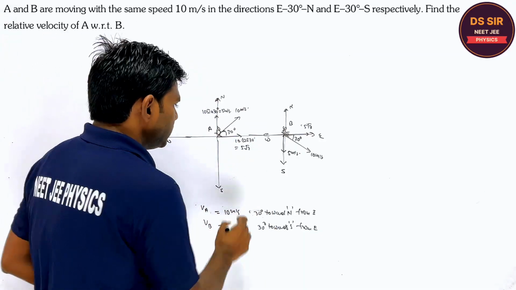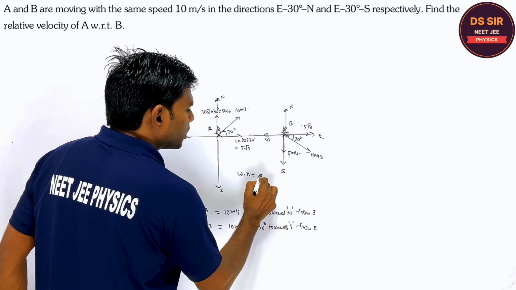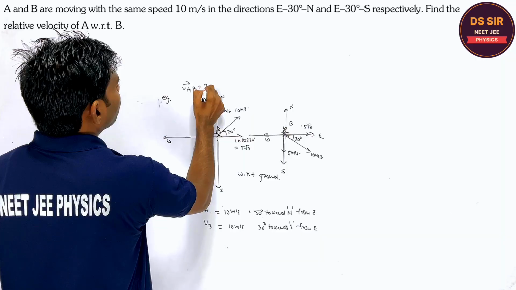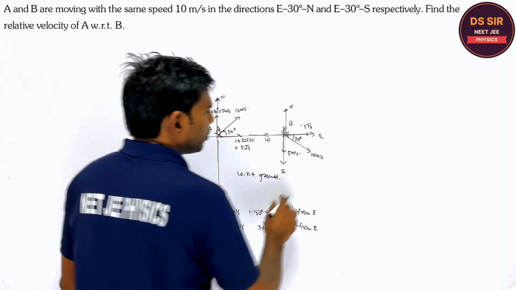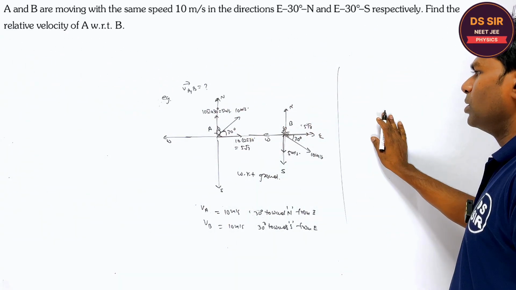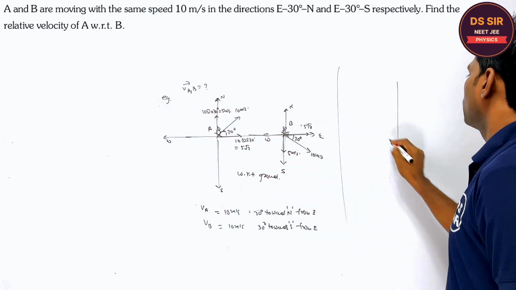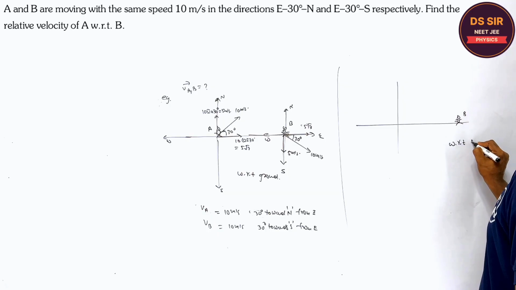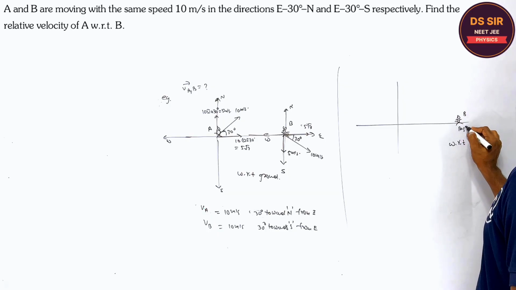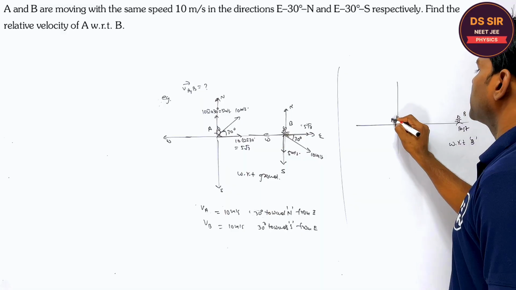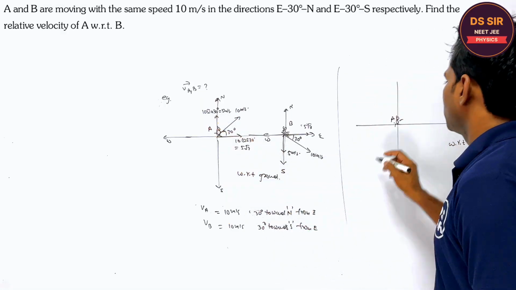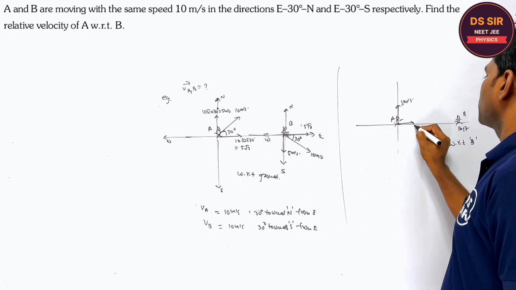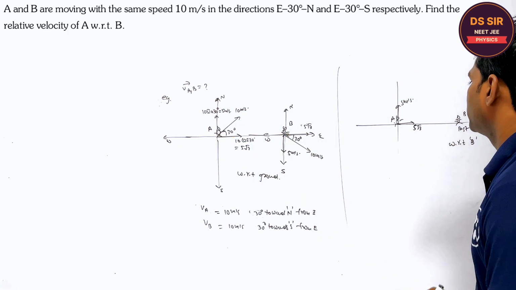Now, this is the figure with respect to ground. But what you have to find? You have to find the velocity of A with respect to B. Is it clear or not? So, velocity of A with respect to B, what does it mean? Suppose this is the person B and you want to make the figure with respect to B. It means it is at rest, but the person A has already the velocity component 5 meter per second in this direction, and this is 5 root 3 meter per second in this direction.